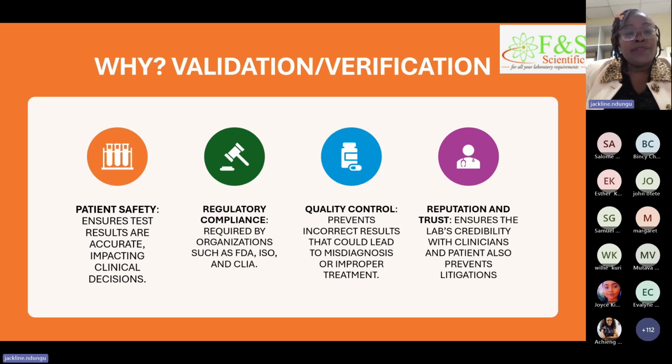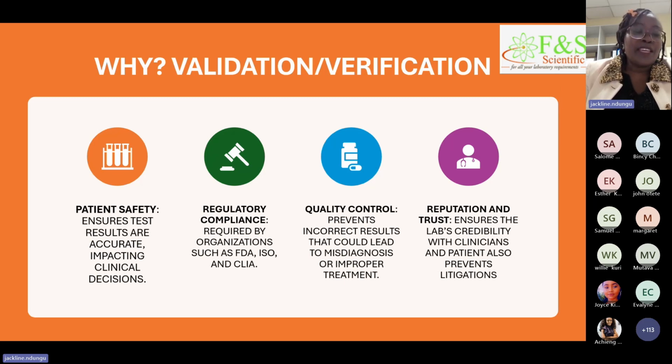Remember, I told you we live in a space where in the lab nowadays, you will have to meet a lot of people who are so aware of what their rights are. So you'll meet a lot of litigations, and then clinicians are like, this lab is not credible. So yes, that is why we should validate our equipment, ensure that it's working properly.